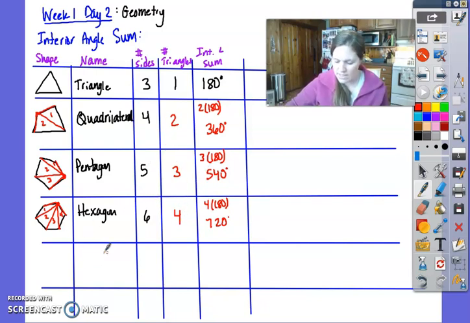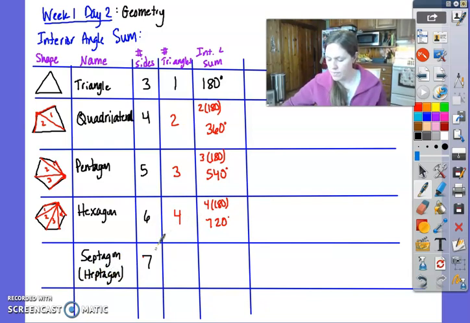So, 7-sided shape. You may or may not know that that's called a septagon, or a little known fact, heptagon. 2 less than 7 would put how many triangles in that shape? 5 indeed. And if it's 5 triangles, then it's 5 180s. And you may need to start pulling out your calculator device, wherever you've got one, for 900 degrees.